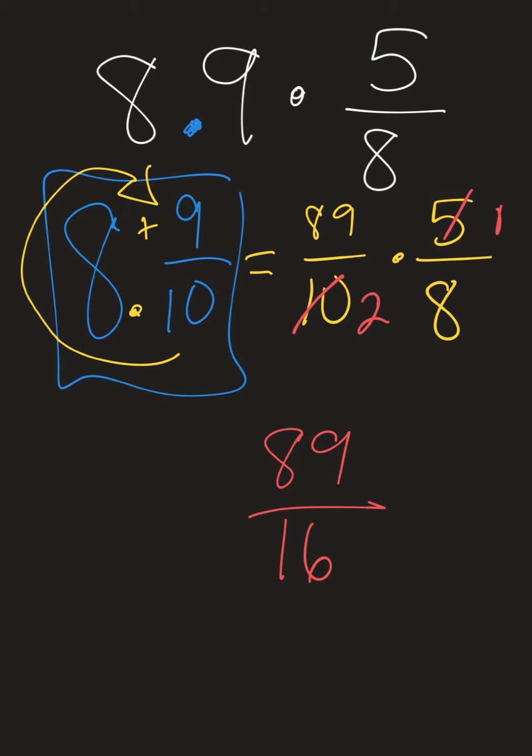Now, if I were to divide 89 by 16, I should get the same answer as what I got in the previous screen. 89/16.